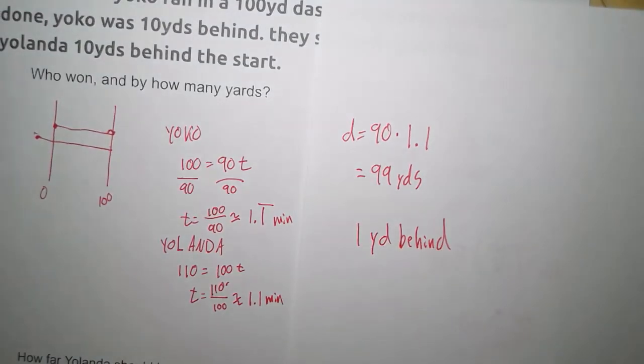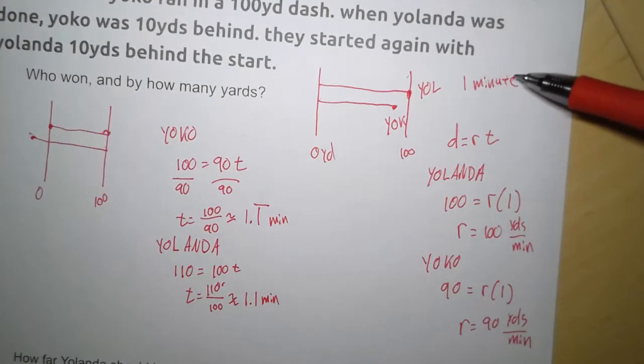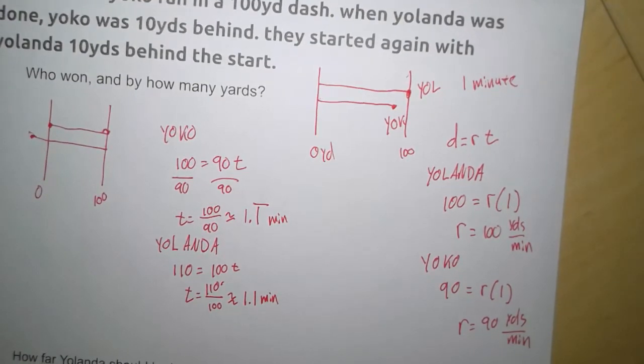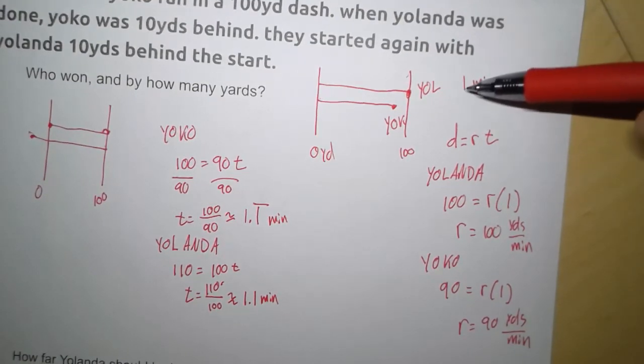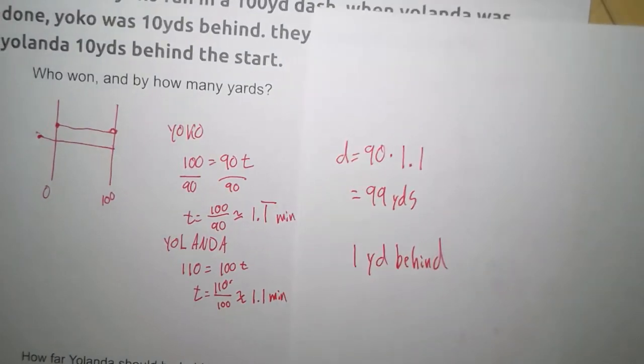Now this answer would be the same had we chosen a different number for time. In some cases, some algebra teachers will want you to leave it in terms of some other letter, but either way the answer would still be the same for part A. It's still 1 yard behind.